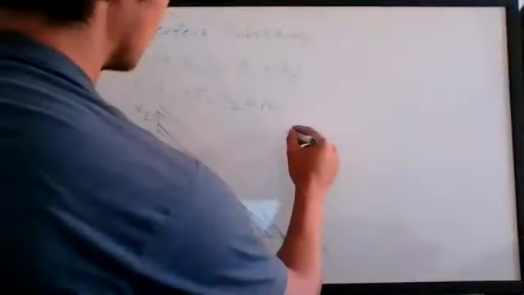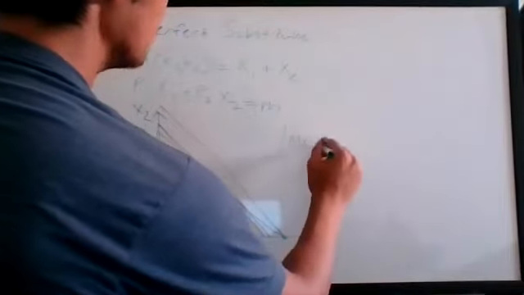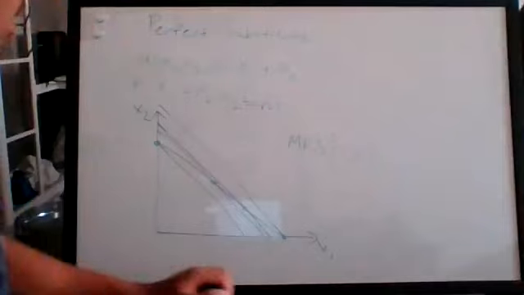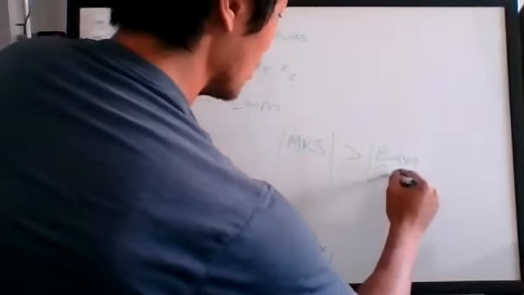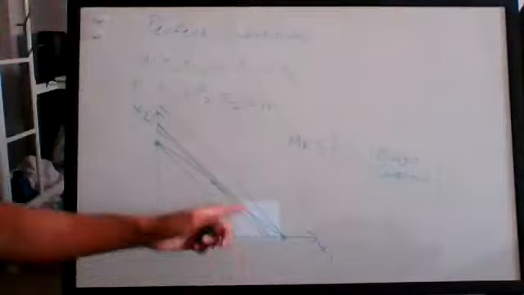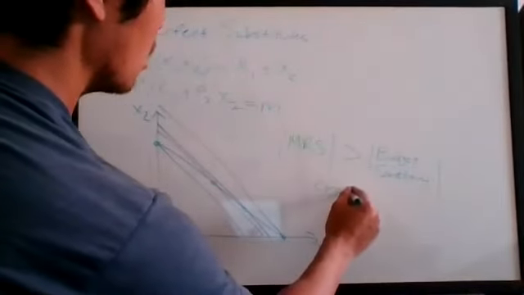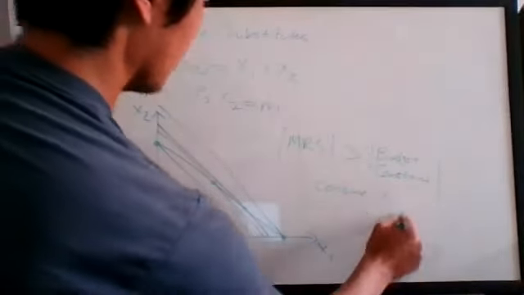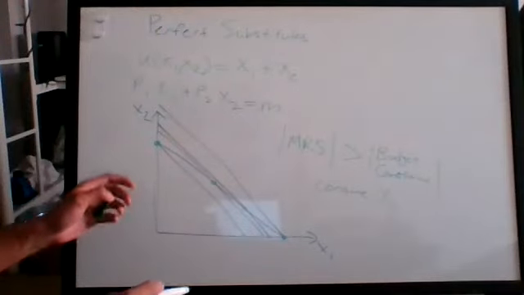And so there's a general rule that when the slope of the MRS is greater than the slope of the budget constraint, then we're going to consume x1.